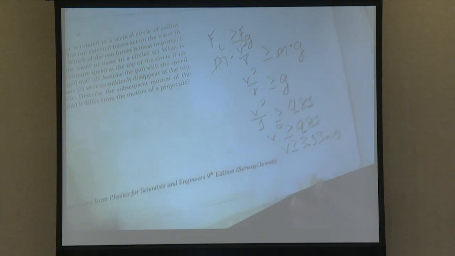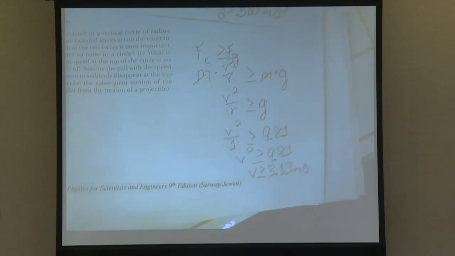So, okay, that's going to be the minimum speed. And then it's basically like a projectile. For part C, when it's asking if it were to suddenly disappear at the top of the circle, would it differ from the motion of a projectile? No, it wouldn't, because it's acting as a projectile. We're just considering it as a point with just one velocity. We're not considering it as a mass.